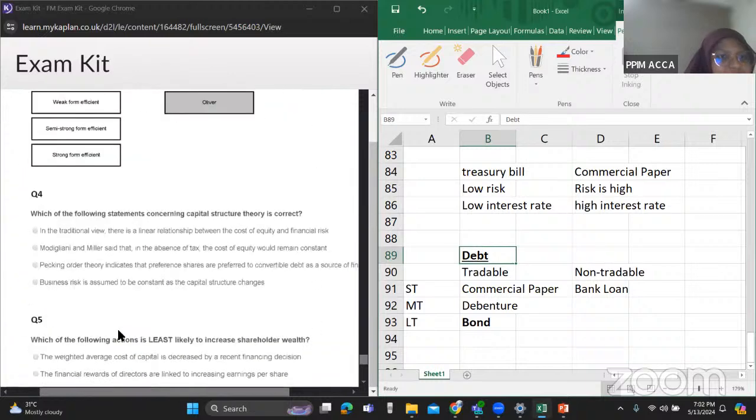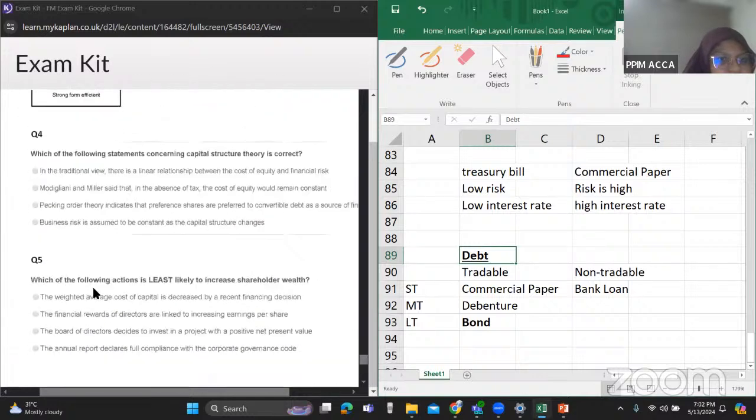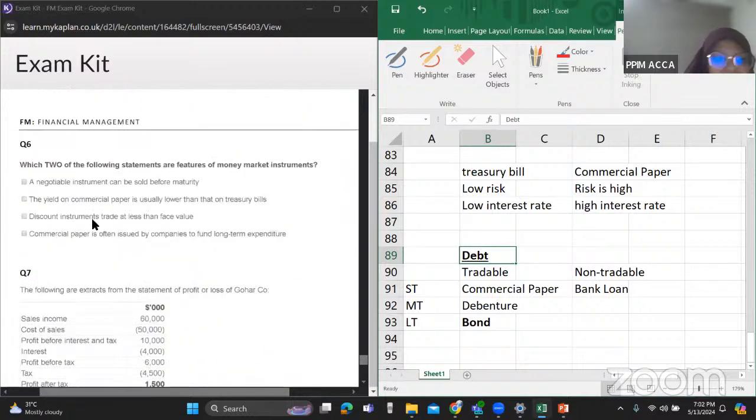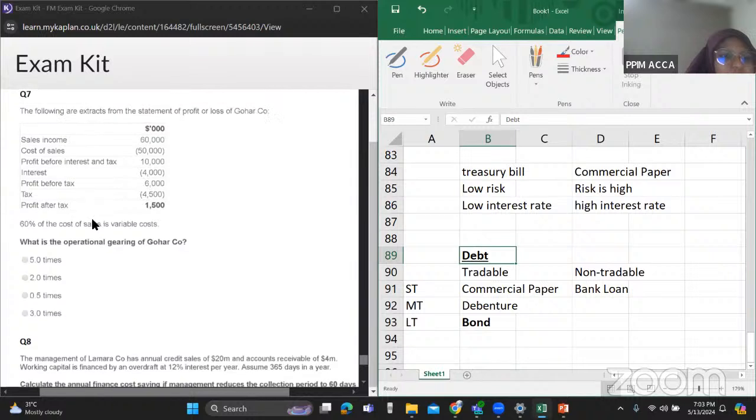Okay, so you can see here, the second question was a calculation, right? After that, 1, 2, 3, 4 questions, meaning 8 marks, completely based on theory. Okay. Now we get a calculation.